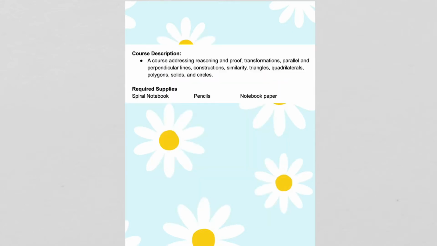So for the course description, geometry is a course addressing reasoning, proofs, transformations, parallel and perpendicular lines, similarity, triangles, quadrilaterals, polygons, solids, and circles. And the required supplies, I'm going to keep them the same as if we were in person. It's really nice for you to have a notebook for any notes you're taking, pencils, of course, and then notebook paper.